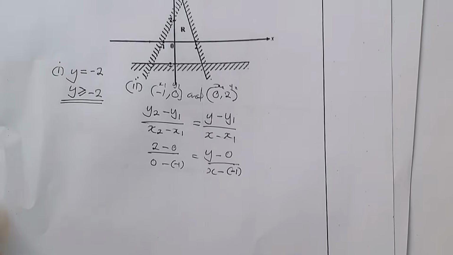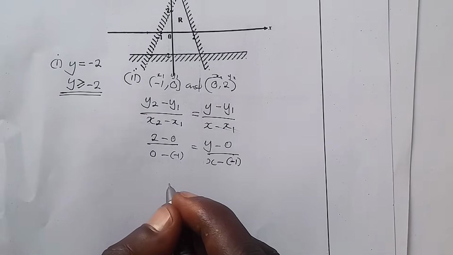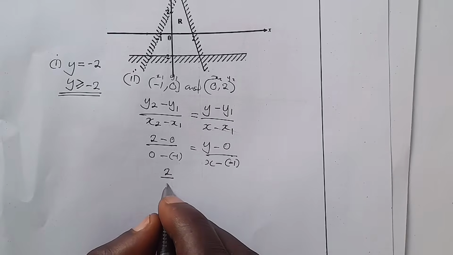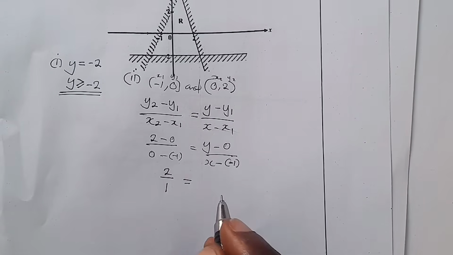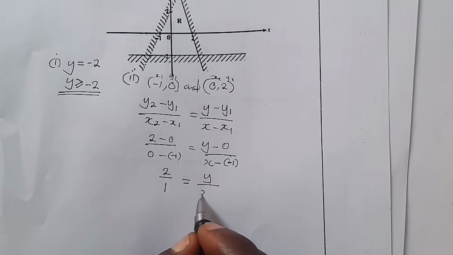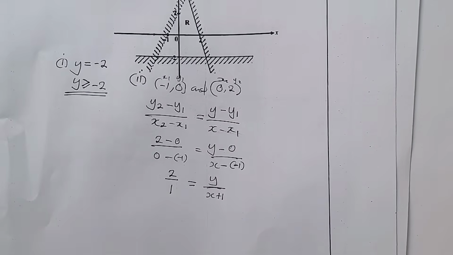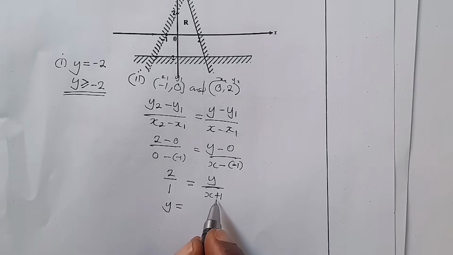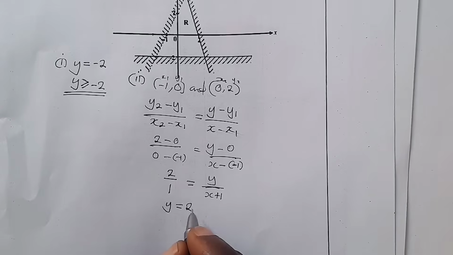Now, solving this: 2 minus 0 is 2. Negative times negative, 0 plus 1, we just have 1. Let's leave it like that. On the other side, y minus 0 is y, and this will be x plus 1. Am I right? Because negative times negative is positive. Cross multiply: 1 times y, y is equal to, these 2 will be multiplied by everything here. To avoid making mistakes, you can write it like this, showing that you are multiplying by everything: 2 times x, 2 times 1, is 2. This is the equation.